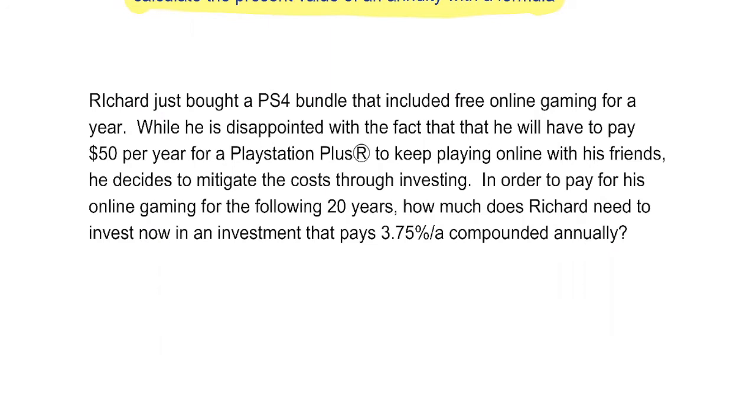So the idea here is that instead of paying each time, we can make a deposit now of a certain amount and then let that amount grow with investments, but taking out money at a regular interval. So we put some money in, we let interest grow that investment, but knowing that from time to time, in this case a regular period of time, we're taking money out of that investment to do what it is that we want to do. In this case, to pay for Richard to play online on his PS4.